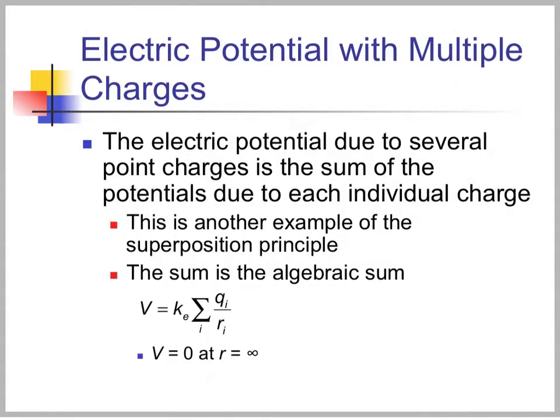The electric potential due to several point charges is the sum of the potentials due to each individual charge. This is an example of the superposition principle. And now, instead of when we figured out electric field from point charges, we had to do the vector sum of all those electric fields. For potential, all we have to do is the algebraic sum, or add up K times the Q over R's. And this gives V equals 0 at R equals infinity.